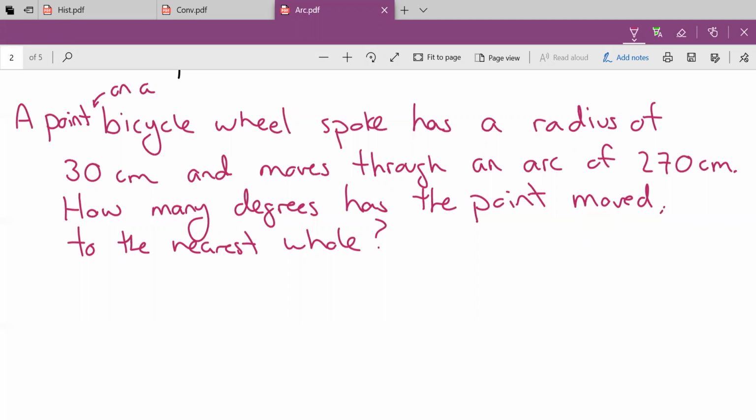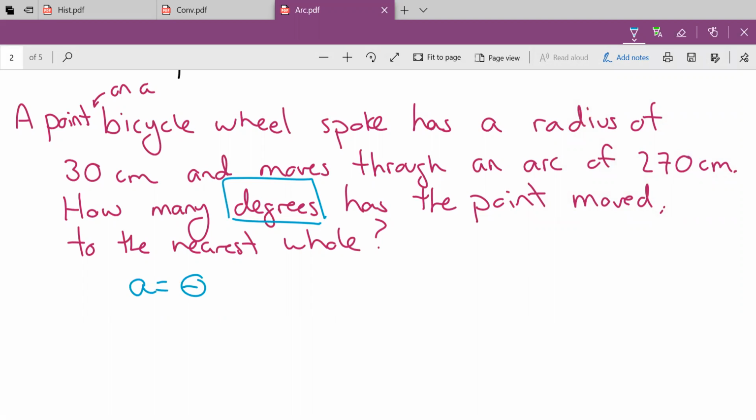So very common questions we get here are things about wheels. You're going to see Ferris wheels a lot when you're doing your homework because we all ride Ferris wheels every day. Recently on the diploma, we've seen a carousel. Whatever, you're going to get some application. So in this one, a point on a bicycle wheel spoke has a radius of 30 centimeters and moves through an arc of 270 centimeters. How many degrees has the point moved? To the nearest whole. Okay, I've underlined it right there. That's how the question is trying to fool me, which is unfortunate. I'll show you what I mean.